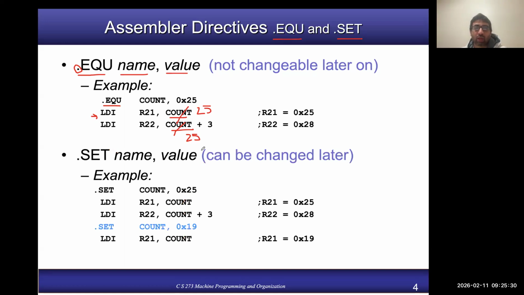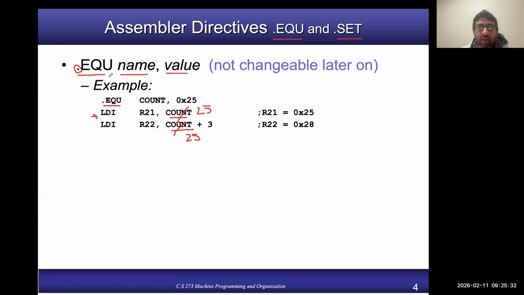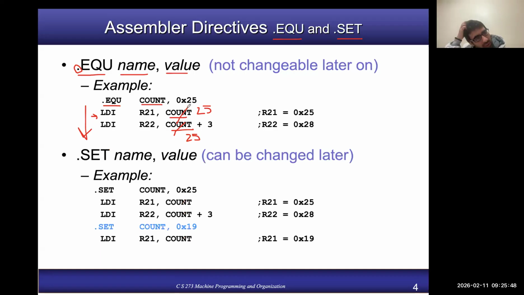Okay. So, the other thing about the .equate directive is that once you have defined the macro, later on in your program, you cannot modify it. You cannot say, I want to change the value of count from 25 to, let's say, 28. But if you want to do that, then you need to use a different directive, which is .set. So .set actually does exactly the same thing as .equate, but it provides you the flexibility that you can update that macro in your code at a later point.